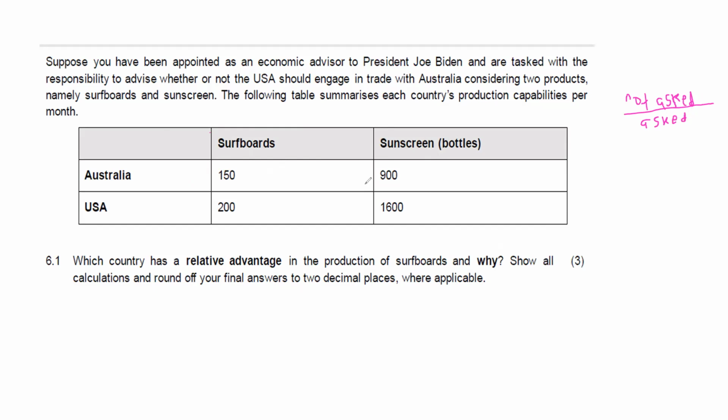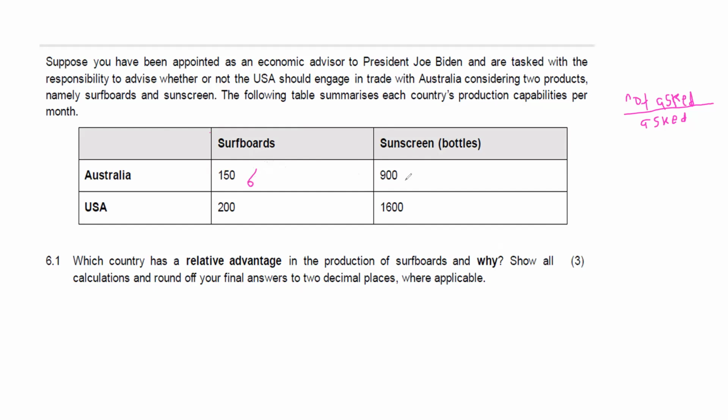Right. So let's calculate the opportunity cost of producing surfboards. What have we been asked about surfboards? So it's going to be 900 divided by 150, because it's the opportunity cost of producing what? Surfboards. So 900 divided by 150, you're going to get 6.